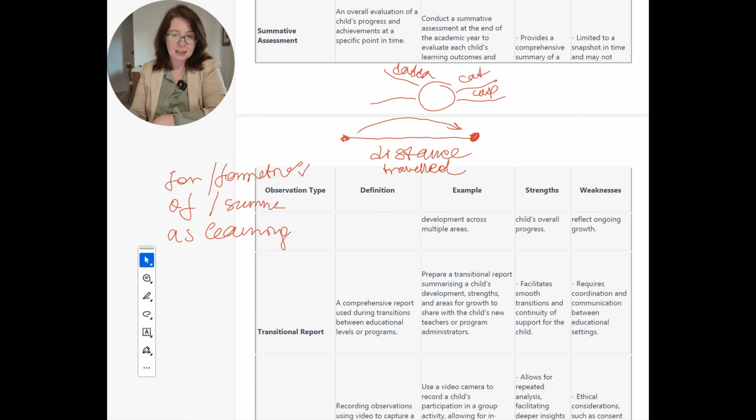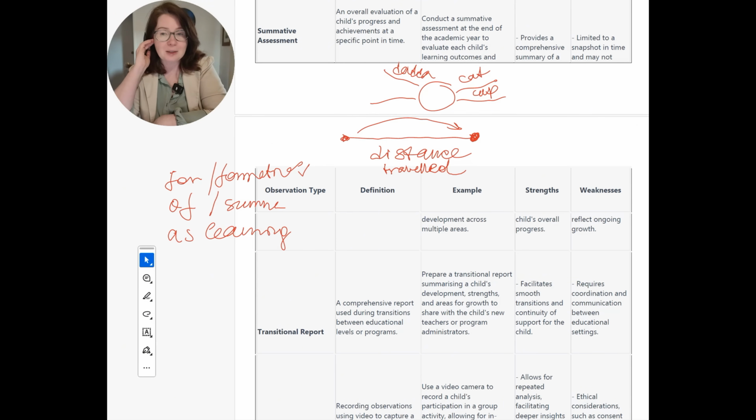It's definitely an important part of transition when child moves from one room to another, or even when they transition from home to early childhood setting, or when they transition from early childhood setting to big school. That's very important. And we all know that reports, transitional reports, are also a type of summative assessment.